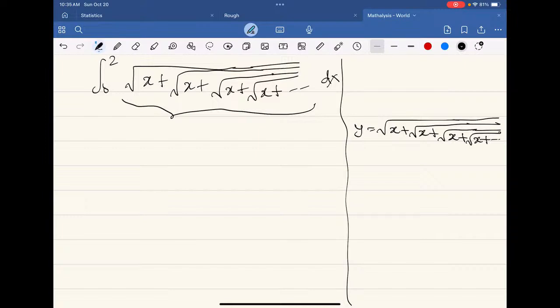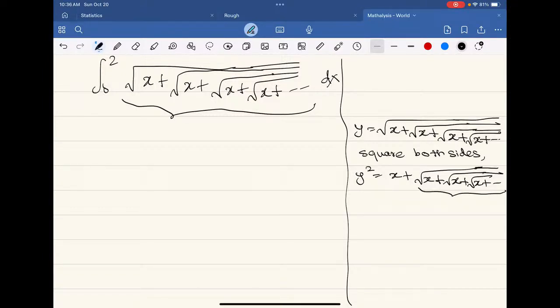For that, you can first of all square both sides, right? After you square both sides, you will get y square is x plus square root of x plus square root of x plus square root of x. Now we will try to use the deceiving nature of infinite series. Notice that this again looks like y, because both of them are going to infinity.